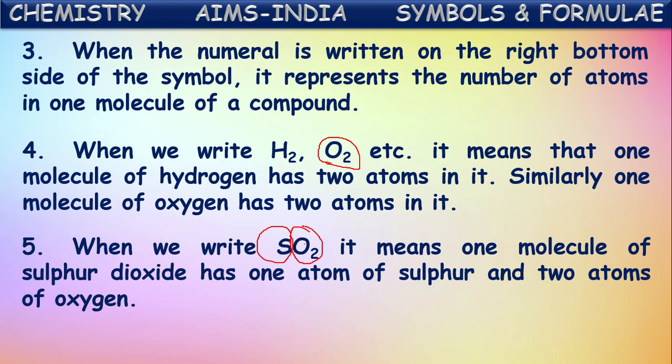So in this way, if a number is written at the right bottom side of the symbol of an element, that represents the number of atoms of that element present in one molecule of that compound. So here we can say one atom of sulfur and two atoms of oxygen are present in one molecule of sulfur dioxide. Got it?